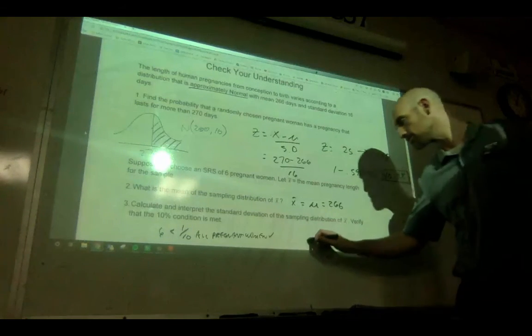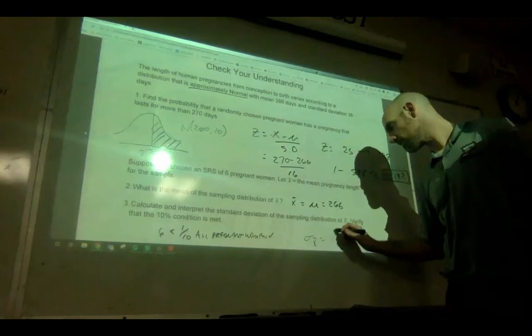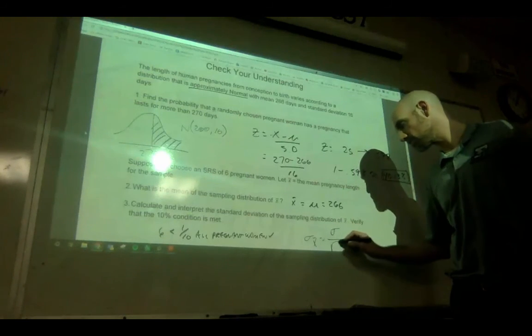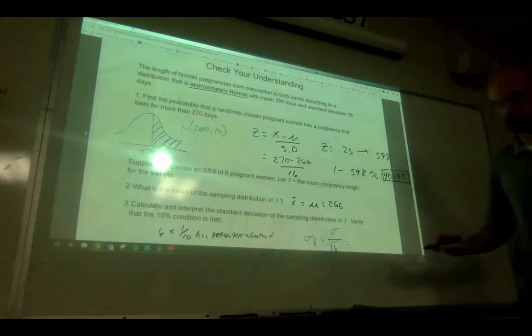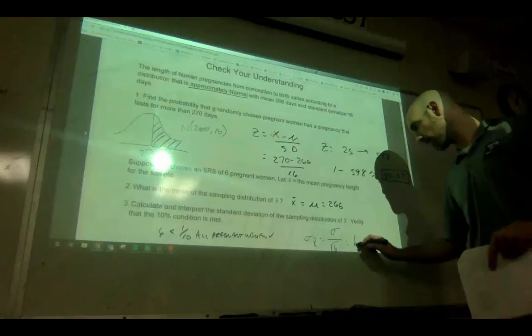So then the standard deviation of X bar is equal to our population standard deviation over the square root of our sample size, and that gives us 6.532 days.